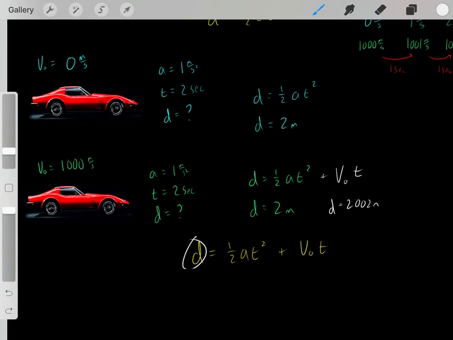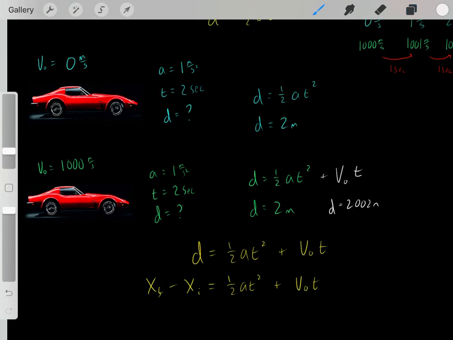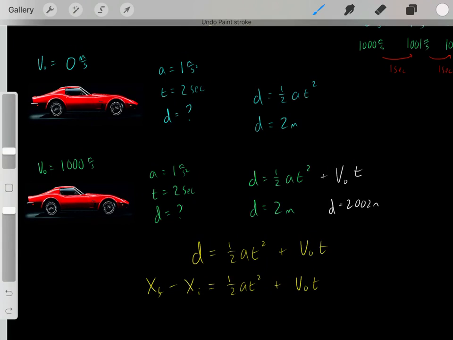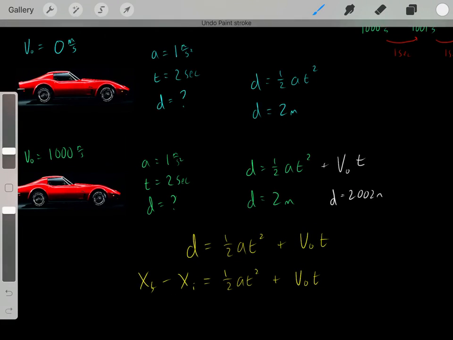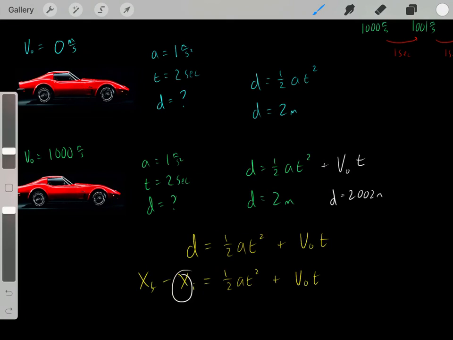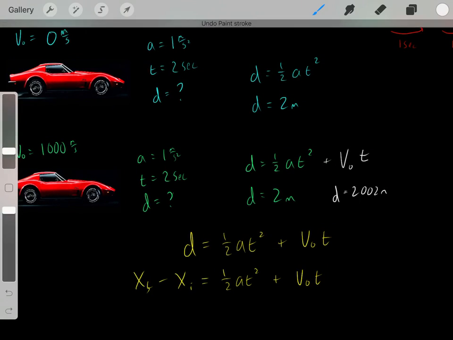And really, what is a distance? Another way to represent a distance is just the final location minus the initial location. This is a displacement. We've learned in previous videos, if we have the final location minus the initial location, that gives us a distance traveled. So this really equals this. This is another way of looking at the equation.